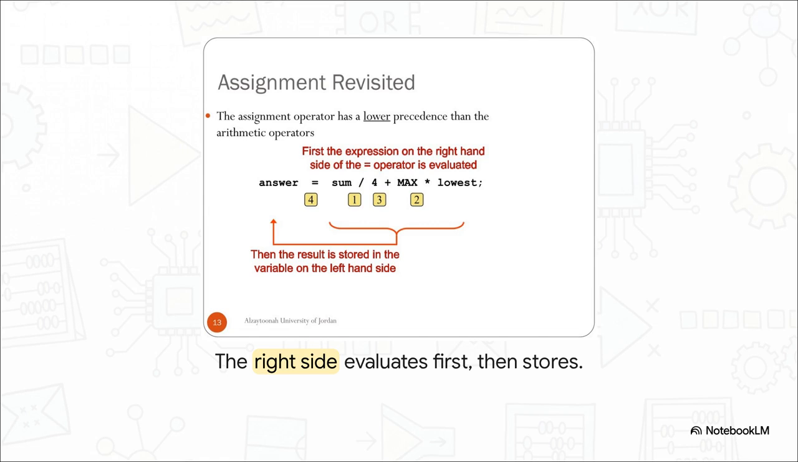Because of that right-to-left rule we just learned, the right side of the equal sign is essentially a waiting room. The computer evaluates the entire expression over there first. It calculates the sum, divides by 4, multiplies, adds them all up following those strict precedence rules. And only after all that math collapses down into one single final result, is it passed over to the left side and safely stored in the variable named answer.